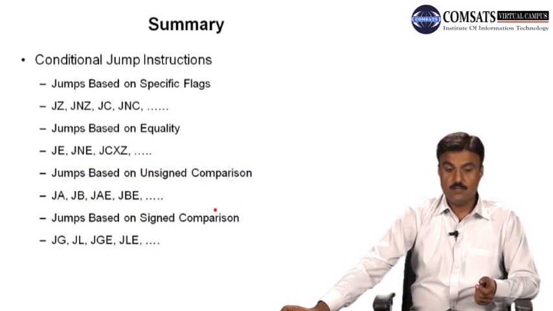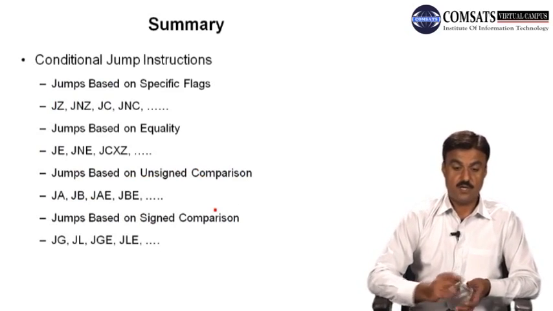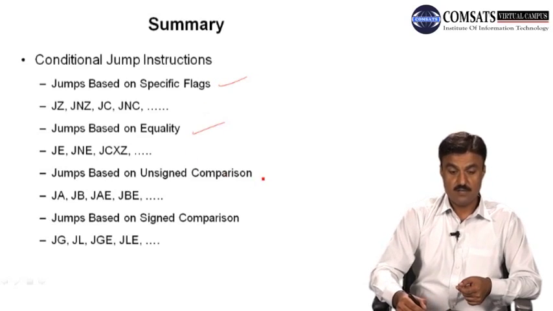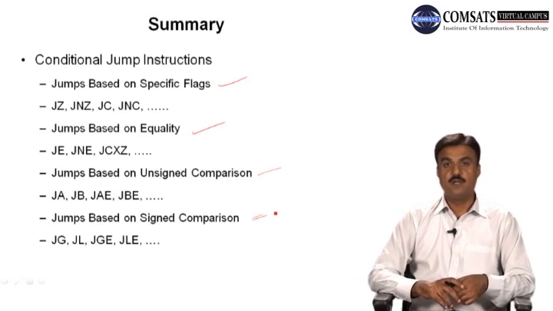Then we discussed the conditional jump instructions. Conditional jump instructions are based on the flags, based on equality, and based on unsigned and signed comparison. So this is the end of lecture number 18, and inshallah in the next lecture we will analyze all those instructions inside the assembly language, and we will see the behavior of those instructions. We will create some programming logic and so on.